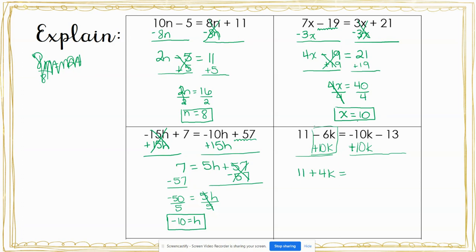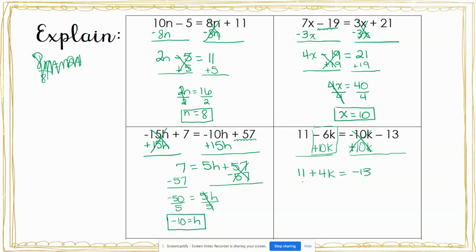Then we have our equal sign, and on the right side of our equation, we have negative 10k plus 10k. Well, those make 0, so they will cancel each other out. And then I have 0 minus 13, which is just negative 13. Now you can see that we have a two-step equation, 11 plus 4k equals negative 13.